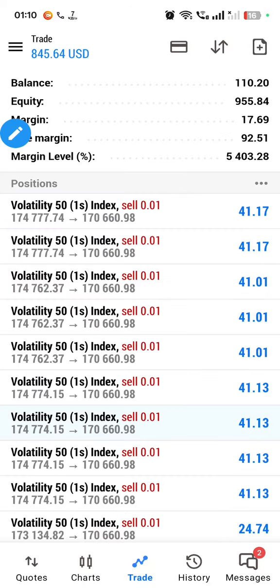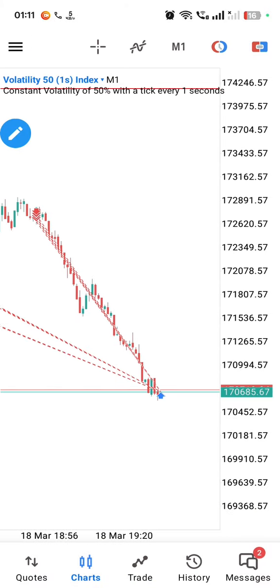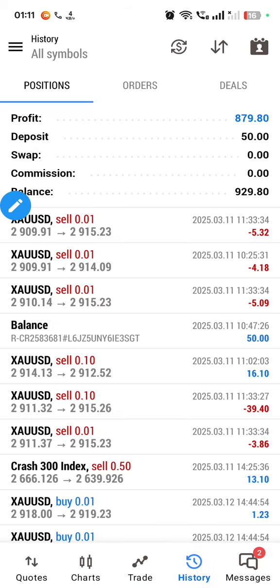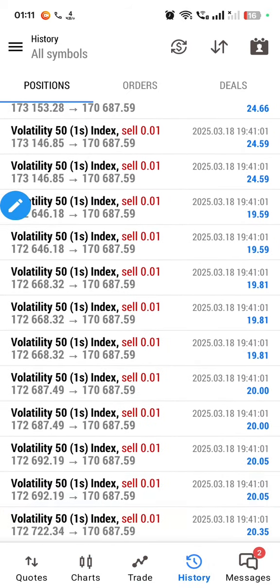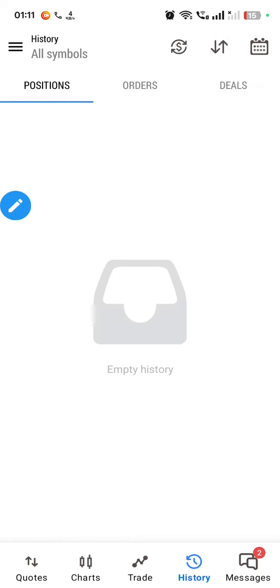I think this is a good amount of profit. I wanted to hold till it reaches 1,000, but I could tell price was sensitive around that area, so I decided to close at 947 USD. Now you can see in the balance right there, we had bagged some amount of profits.